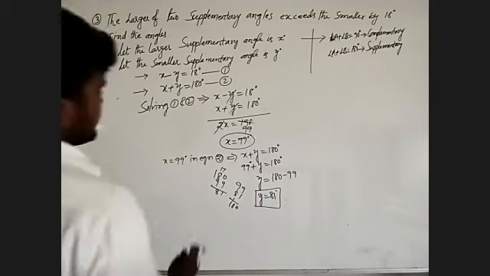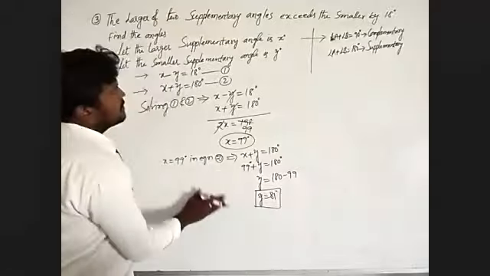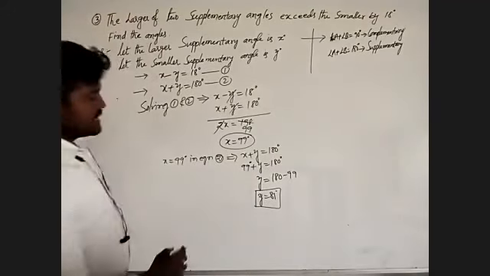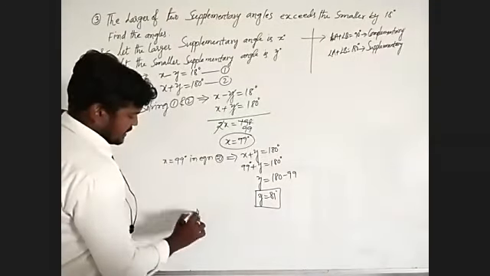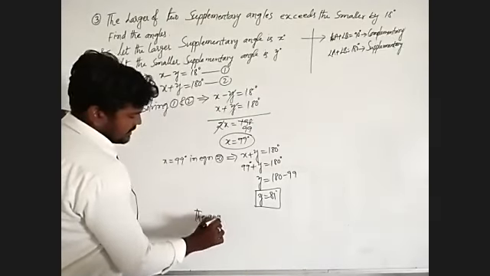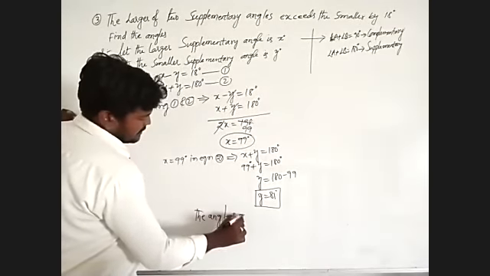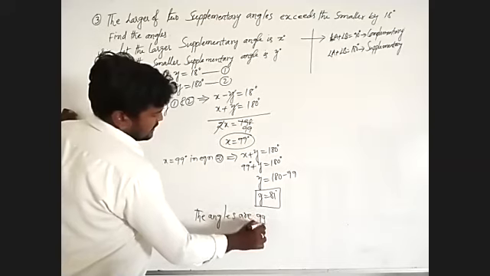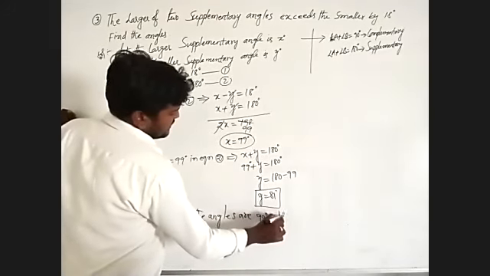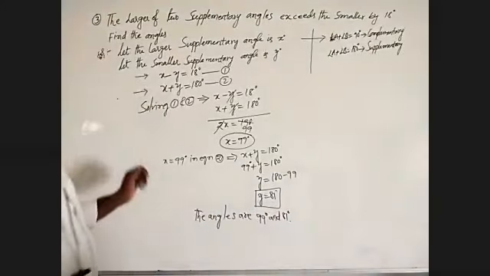That means the given angles are, to find the given angles, the angles are 99 degrees and 81 degrees. This is what is asked in this given problem.